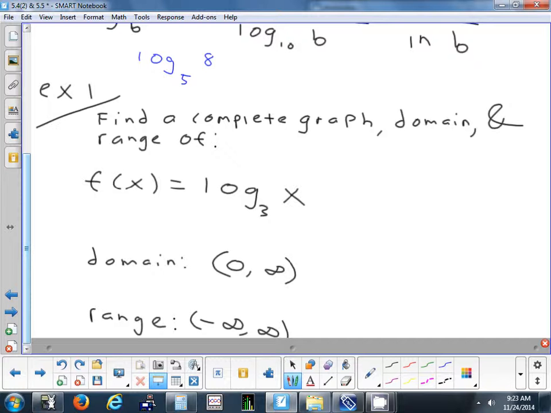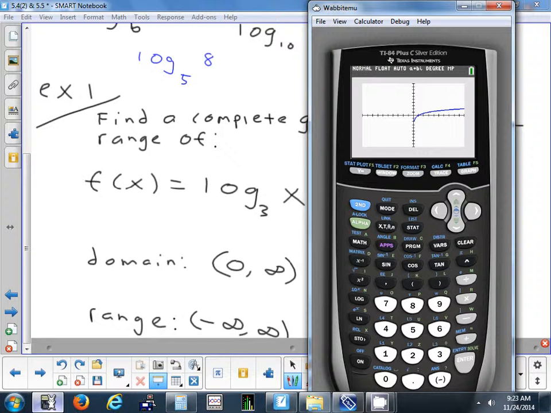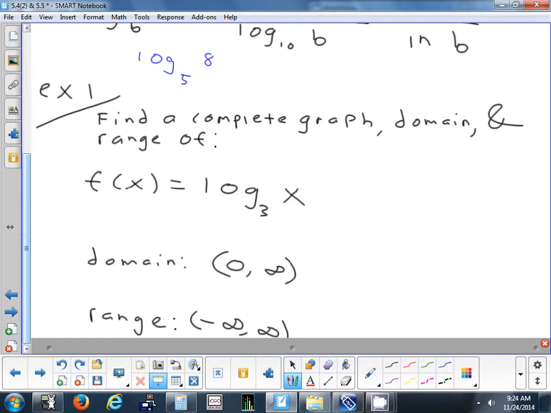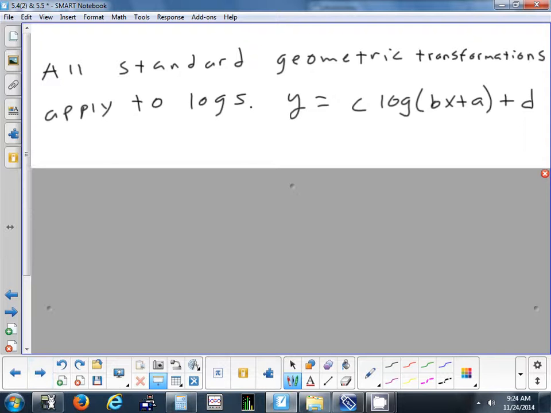Generally, log functions always have a range of negative infinity to infinity. The domain can change depending on if you took that function and flipped it the other way or did a reflection over the x-axis. Okay, it all depends. So the domain can change, but the range not as much. Okay, all your standard transformations apply.